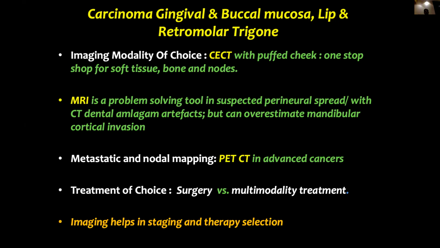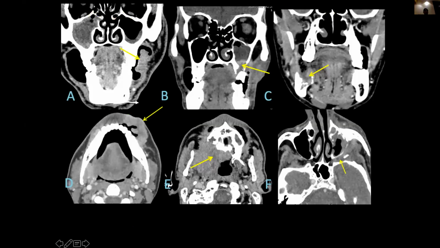And imaging plays an important role in assessment of the infratemporal fossa and the pterygopalatine fossa, which is only seen on imaging. So this is a small volume disease, only an exophytic tumor, which is limited to the buccal mucosa, no extension at all. Early T2 disease. This is involvement of the maxillary sinus.